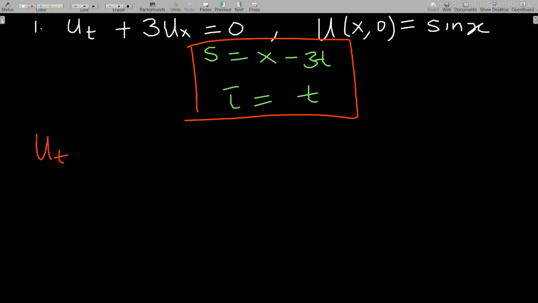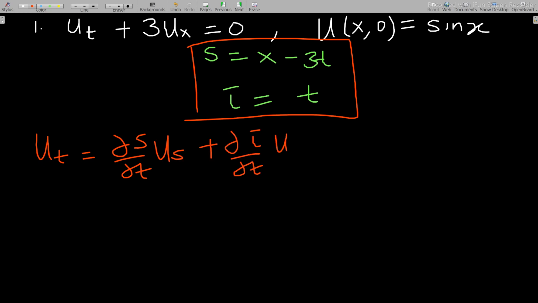So ut is simply equal to del s del t us plus del tau del t u tau. So this is equal to, del s del t is what, minus 3, right? We are differentiating this equation with respect to t, and we have minus 3 us. Then with respect to t, differentiating tau, we get plus just 1. Okay, I have u tau.